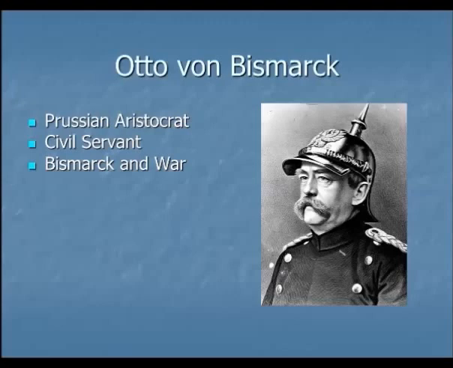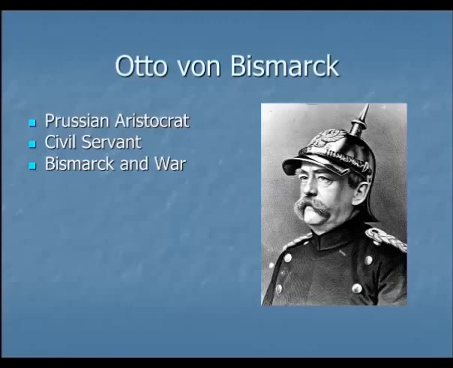The Chancellor of Prussia is Otto von Bismarck. He's a Prussian aristocrat. He's a very conservative individual. He serves as a civil servant, which means that he is a government official his whole life. And his goal was to increase his status as a civil servant and then also increase the status of Prussia as a world power. And he believed that this war of unification was not going to come from below.